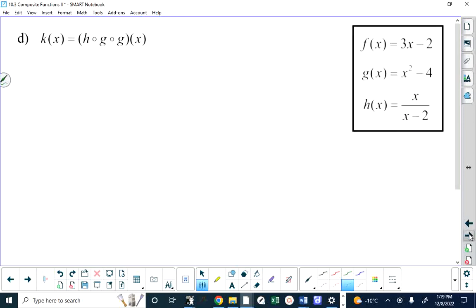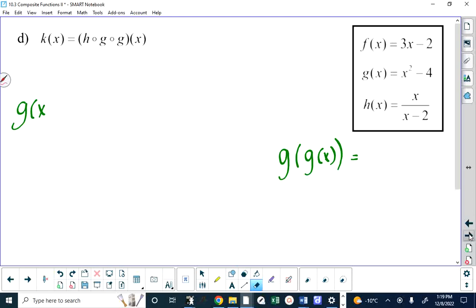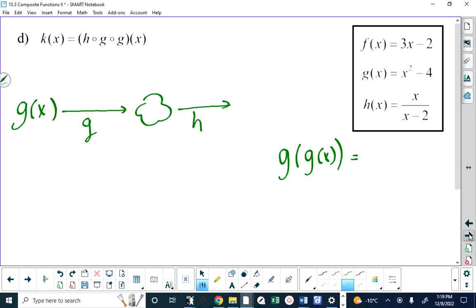D, h of g of x. So I'm going to take g of x and feed it into g of x first. So what this means, just to show it to you a different way, g of x goes through g of x, the result goes through h of x, and this will be k of x.